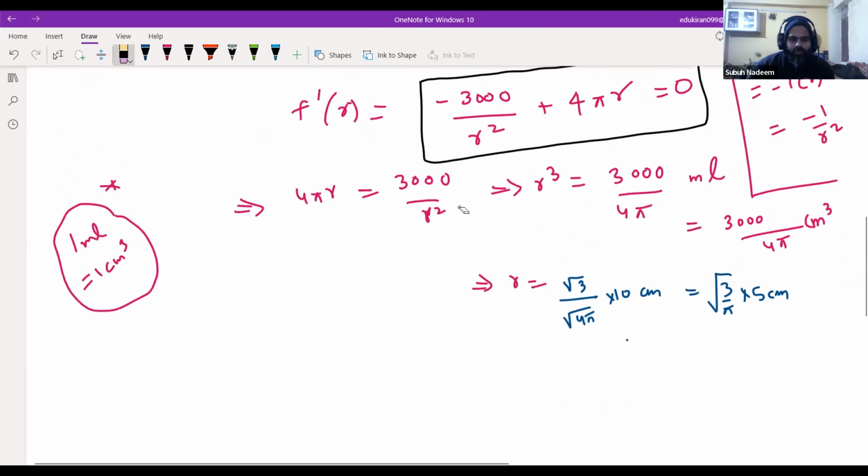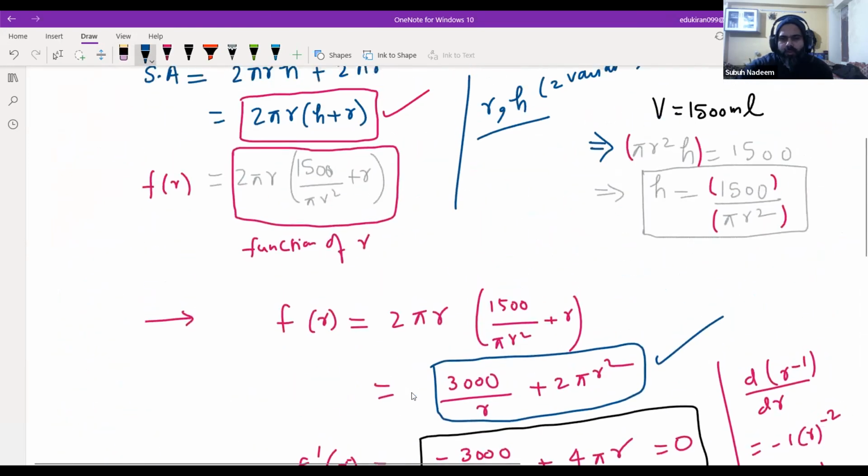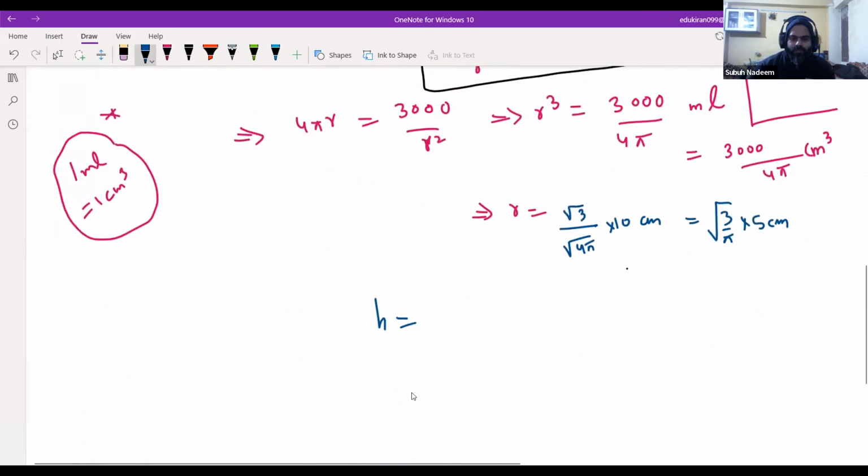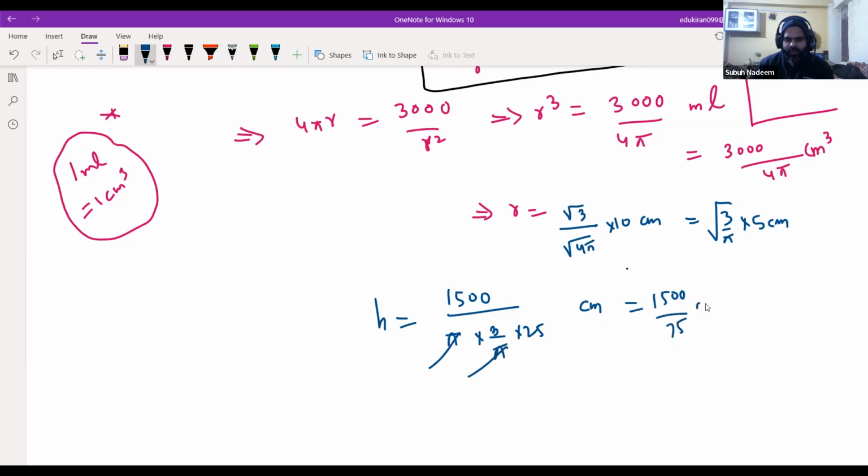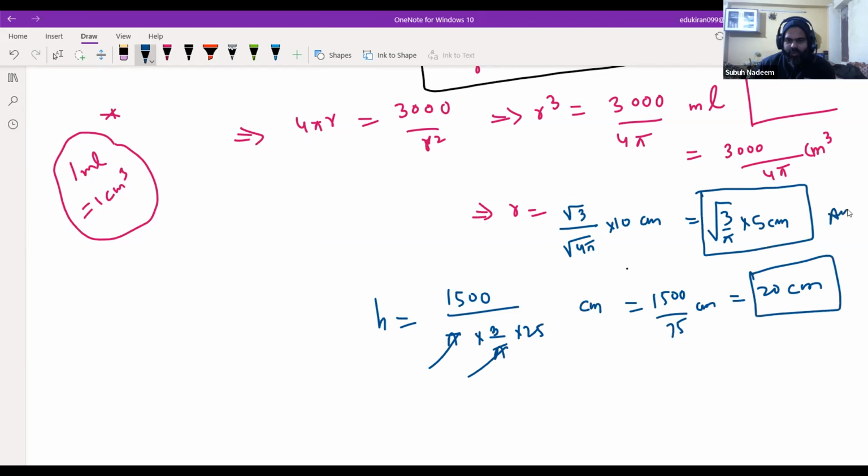Okay. So this is the radius, and height was 1500 by pi r square. So 1500 by pi r square, 3 by 4 pi into 25 centimeter. This will become 1500 by 75 centimeter, which is 20 centimeter. Okay, this we got correct. So this is the radius and this is the height. These are the answers for the first part.